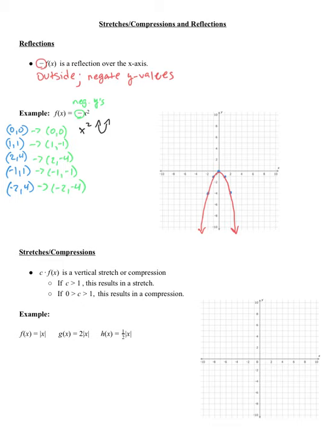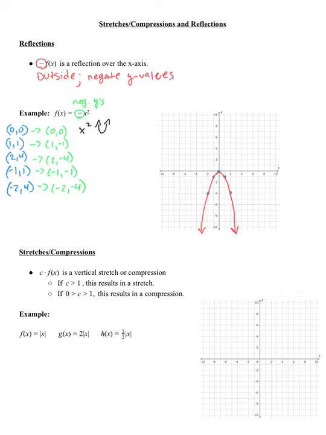And now you can see that it is indeed a reflection over the x-axis. So if we folded our original function, which looked like this, if we folded that over the x-axis here, it lands right on this. So it is a reflection over the x-axis.